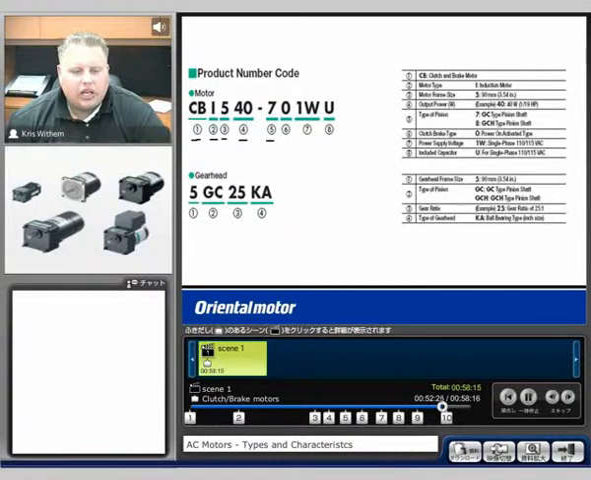Before we were using GN and GU, 7 stands for the type of pinion shaft. So we have a GC, as you see here, and a GCH. These are going to change depending on the size of the motor, or the wattage of the motor.